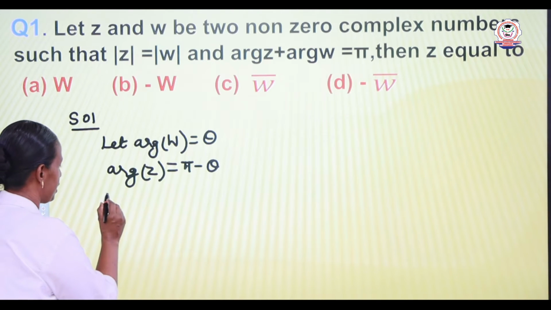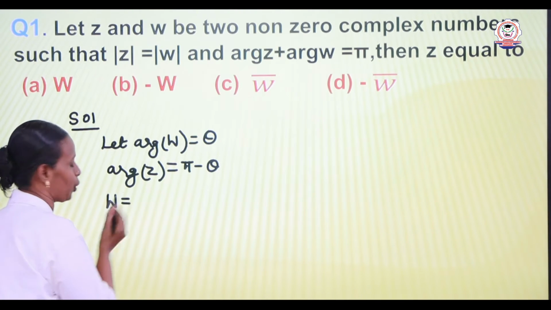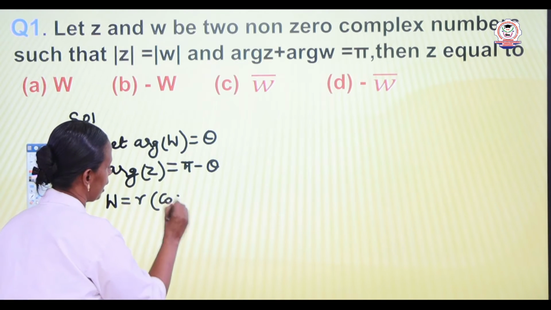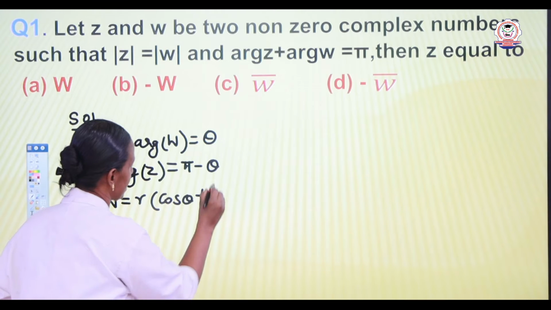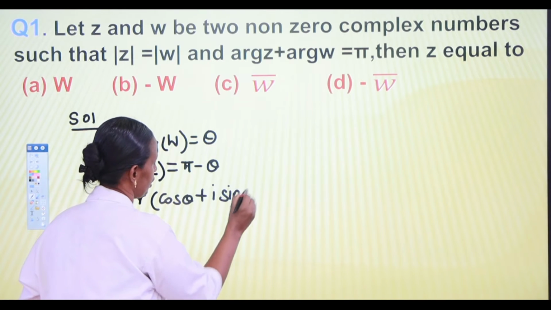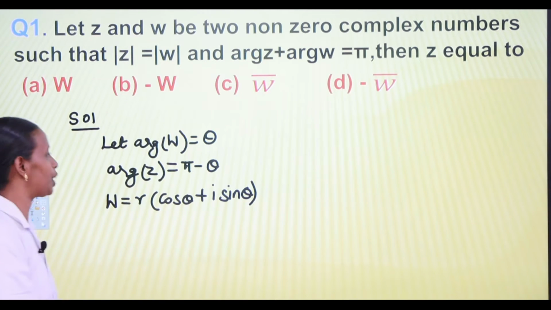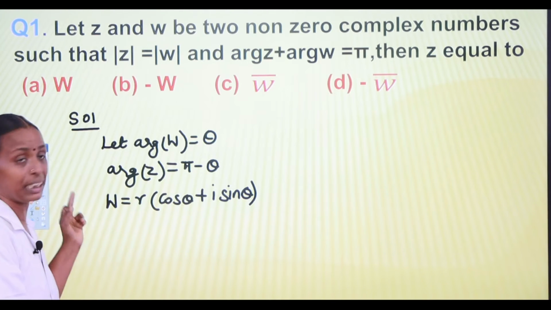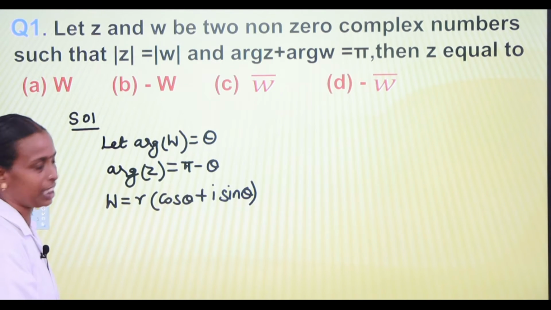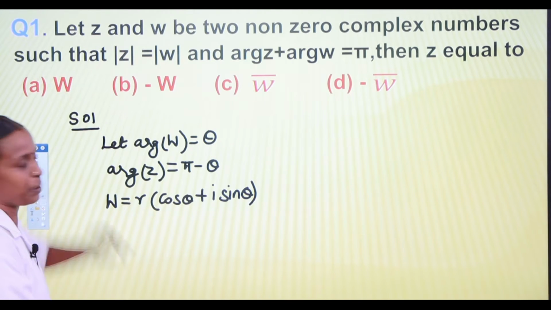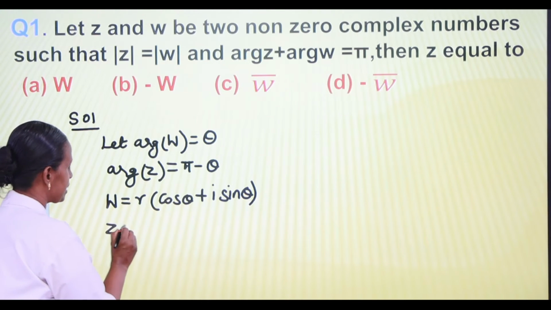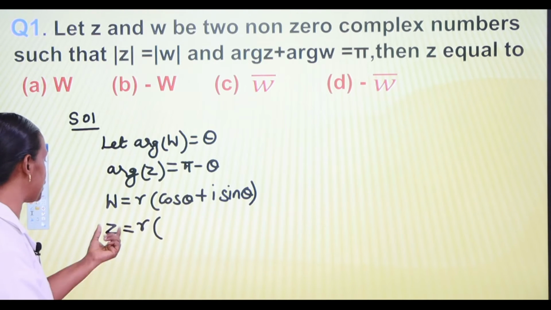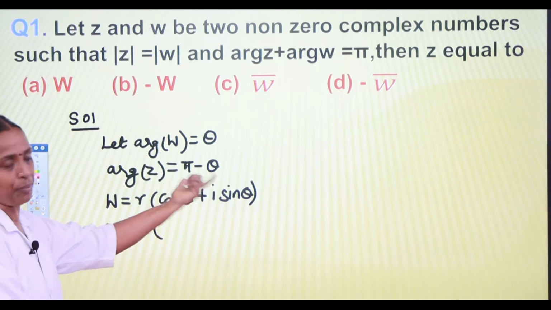Now we are going to write the complex number W in polar form. W equal to R into cos theta plus i sin theta, because theta is the argument of W. Therefore, I am writing this complex number W in polar form. Similarly, you can write the complex number Z in polar form. Z equal to R into cos theta plus i sin theta, where theta is nothing but argument of Z. Here argument of Z is pi minus theta.